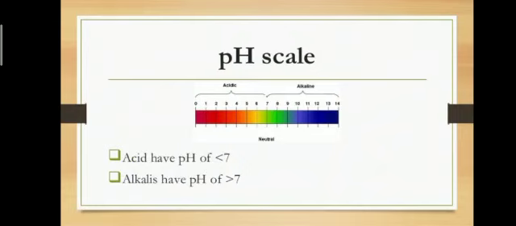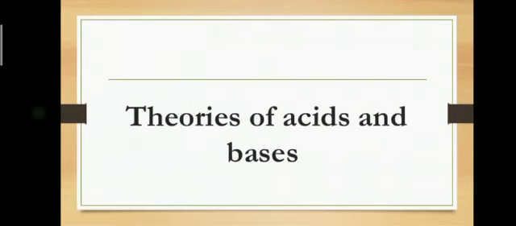This is a pH scale which is used to measure acidity and basicity of solution. pH less than 7 means that the solution is acidic. pH greater than 7 means that the solution is basic. And pH equal to 7 means the solution is neutral.